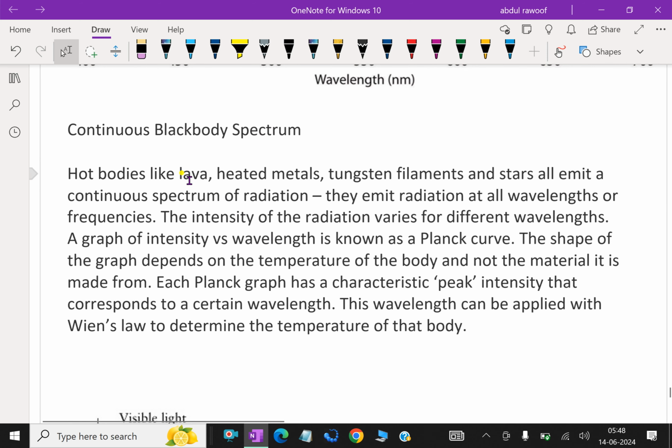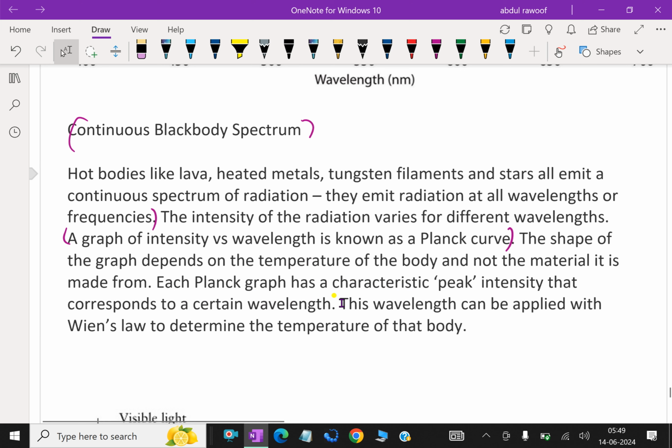Next is the complete continuous black body spectrum. What is that? Hot bodies like lava, heated metals, tungsten filaments, and stars all emit a continuous spectrum of radiation. They emit radiation at all wavelengths or frequencies. The intensity of the radiation varies for different wavelengths. A graph of intensity versus wavelength is known as the Planck curve. The shape of the graph depends on the temperature of the body and not the material it is made from.